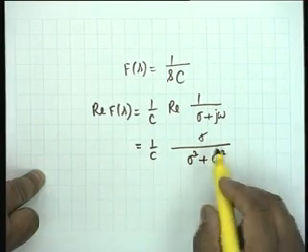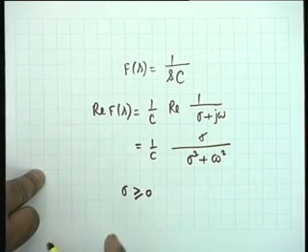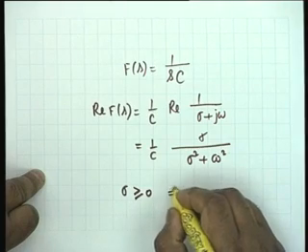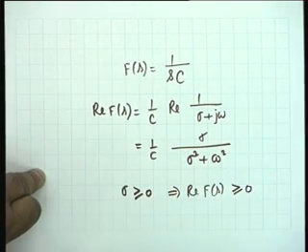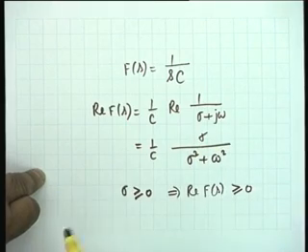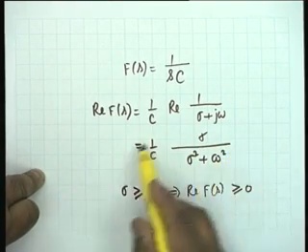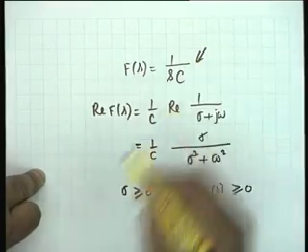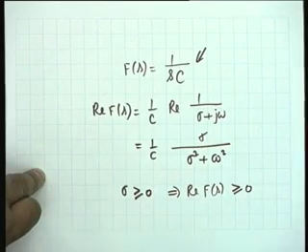And obviously if sigma is greater than or equal to 0, so what is sigma? That is the real part of s. If sigma is greater than or equal to 0, then obviously the real part of f of s is greater than or equal to 0. The sign depends on sigma, right? And therefore if sigma is non-negative, the whole quantity is non-negative. In other words, 1 by sc, the impedance of a capacitor, is also a positive real function.